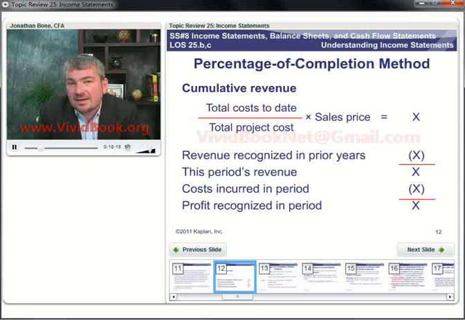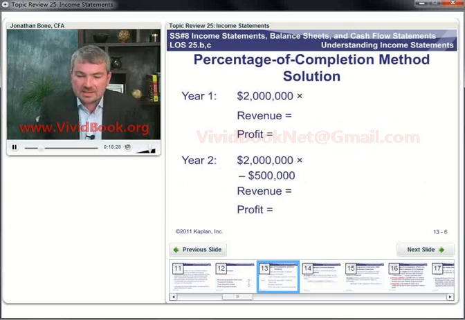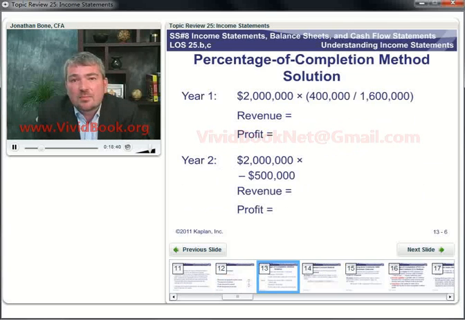Then deduct the costs incurred in this year to get the profit that will show up in this year's income statement. Okay, let's have a go at it then. So remember, our reliable estimate of, or our contracted selling price here was $2 million. In year one, we've incurred $400,000 out of a total of $1.6 million. So notice, all we're going to do is bring in the revenue in proportion to the cost that we've incurred to date.